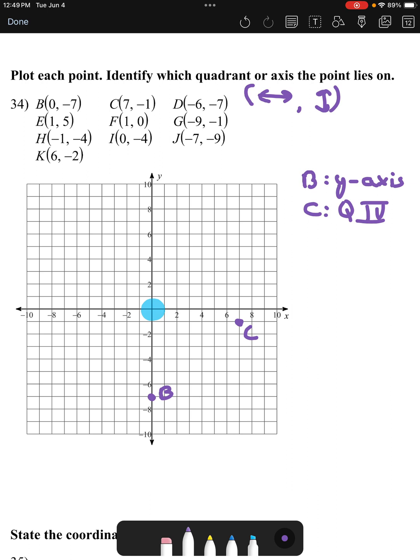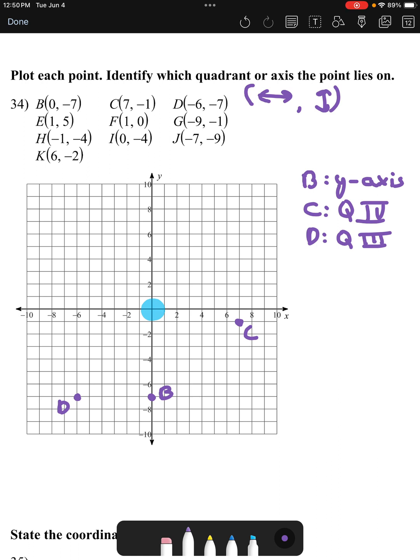Now I'm going to start speeding this up a little bit. Feel free to pause the video and attempt to plot the rest of these points, but I'm going to get through these pretty quickly. D is at -6, -7. So from our center, we're going to come left 6 places. And then we're going to come down 7 places. We will put our label of D on there. That is in the lower left portion, which is quadrant 3.